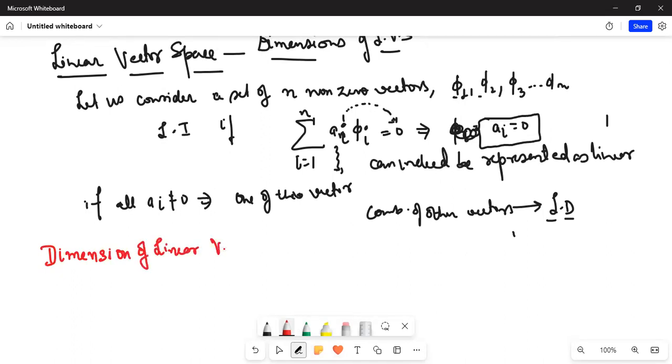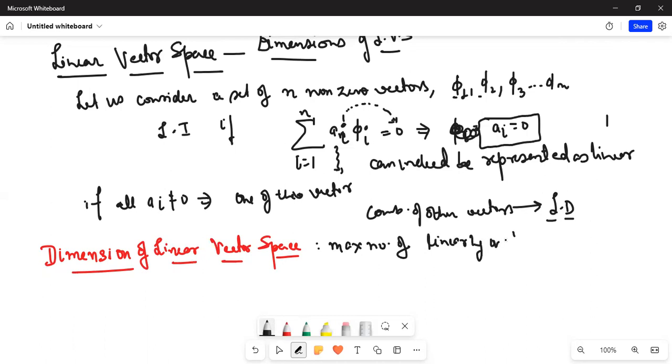Okay, this is what I'm going to teach. So what is the dimension of a linear vector space? It is nothing but the maximum number of linearly independent vectors the space can have.